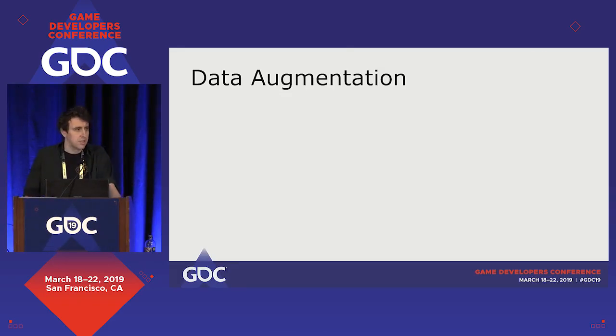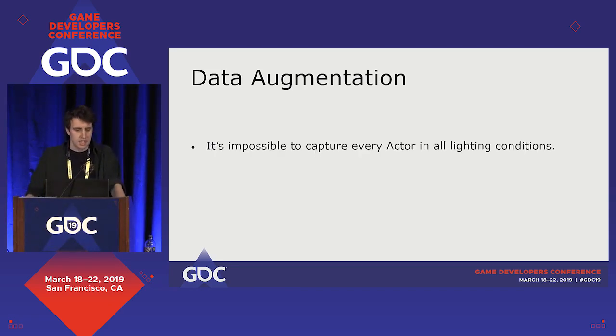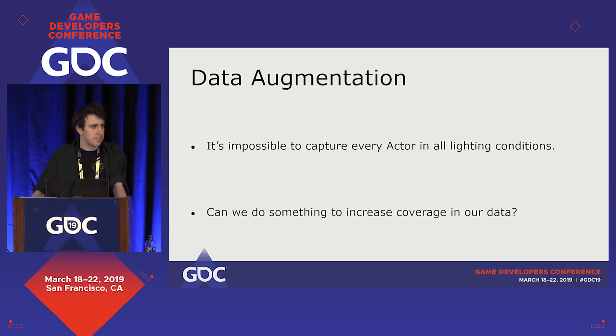So we tried something called data augmentation, and the basic idea is this. It's always going to be impossible to capture every possible actor in the world from all possible lighting conditions. This is just too much data. It would take too much time to acquire. So can we do something else to our data to try and increase its coverage? And this is the idea of data augmentation. So what we do is something like this.